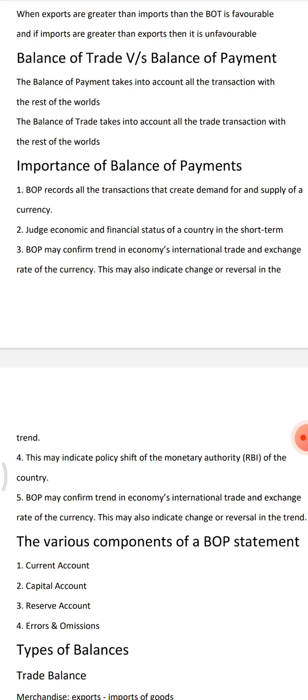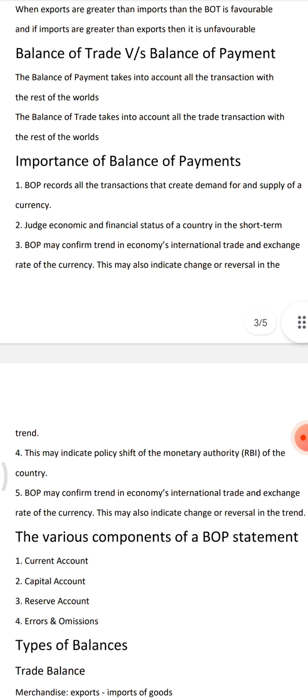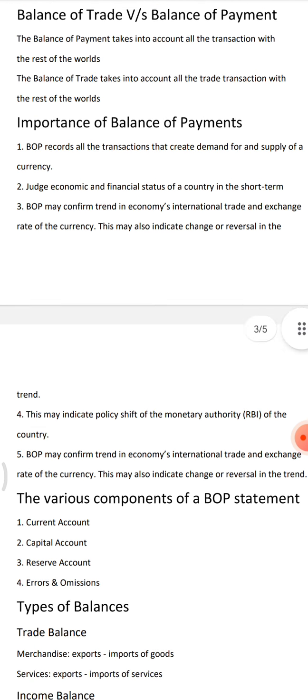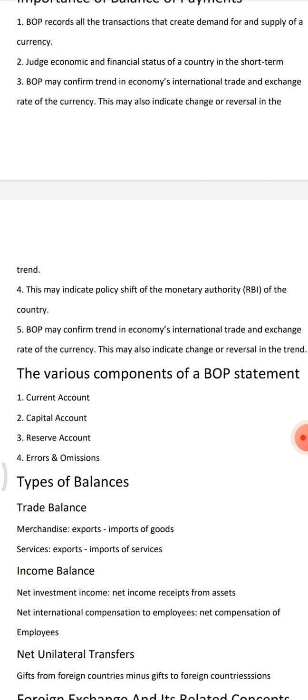The third is that BOP may confirm trends in international trade and the exchange rate of currency. This may also indicate a change or reversal in the trend. The fourth is that it may indicate the policy shift of the monetary authority, that is the RBI, Reserve Bank of India, of the country. The fifth is that it may confirm trends in international trade and exchange rate of currency, and may indicate a reversal in the trend.